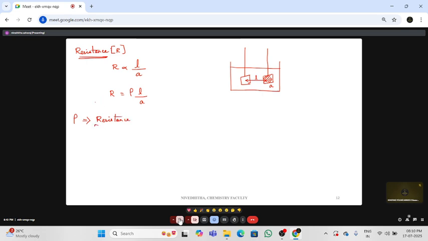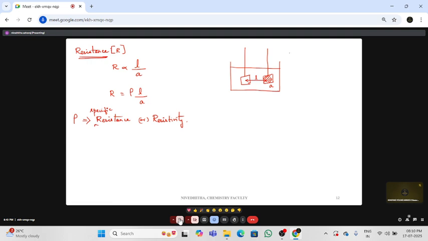Specific resistance. What is another term for specific resistance? You have studied it in your physics. Resistivity. Okay, fine. Now we'll come up with the units for all these parameters.